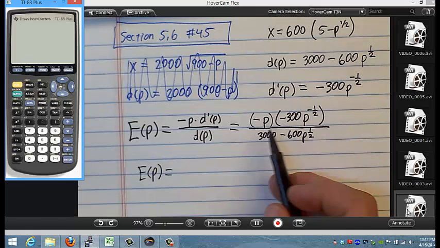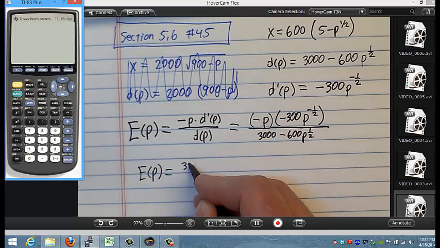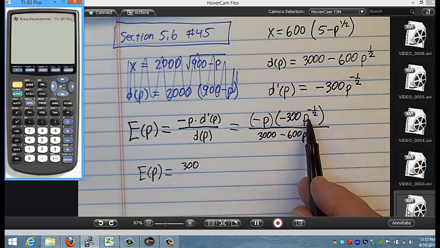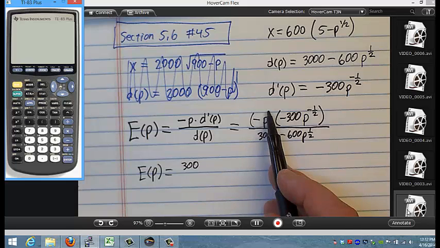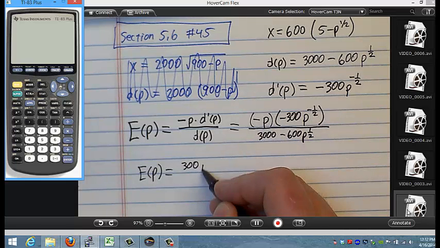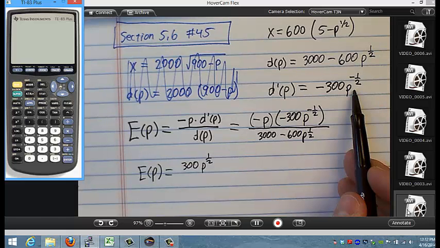Okay, let me see what happens. I'm going to multiply, and I get positive 300. What happens when you do p times p to the negative 1/2? This is positive 1 and negative 1/2, so isn't this p to the 1/2 power? Right? Because it became negative 1/2 when I took the derivative.